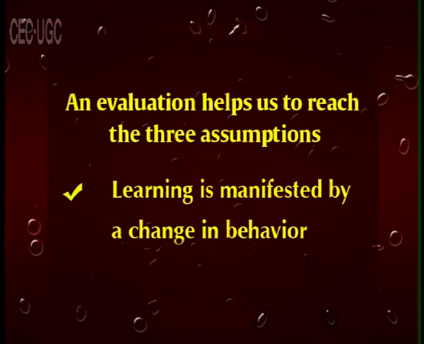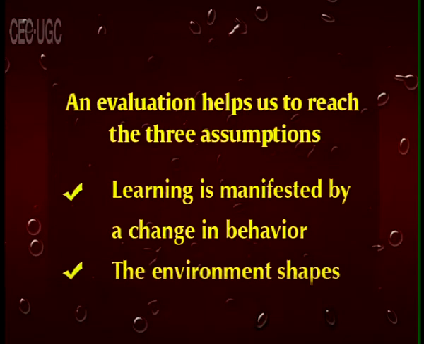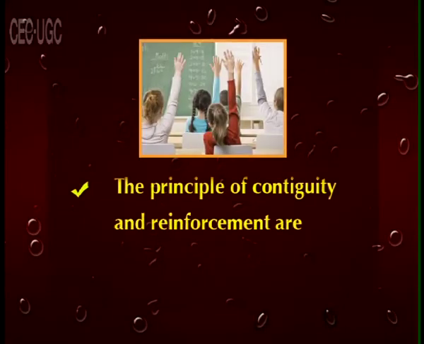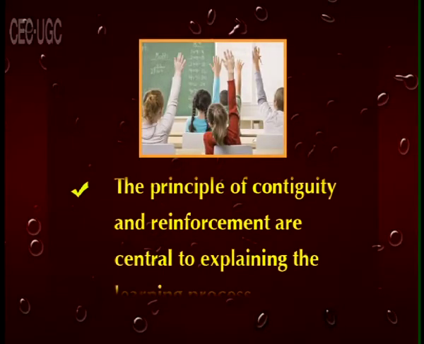It is first, learning is manifested by a change in behavior. The second one, the environment shapes one's behavior. That is, learning is determined by the elements in the environment, not by the individual learner. And the third one, the principle of contiguity and reinforcement are centered to explaining the learning process.